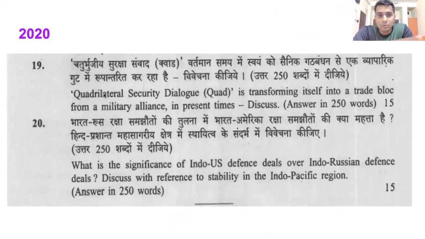Now look at this, Quadrilateral Security Dialogue. It consists of four countries, hence it is something called a regional group, right? So this will again be a groupings question, a trade bloc or military alliance in present time. So they are asking about regional groupings or global groupings.